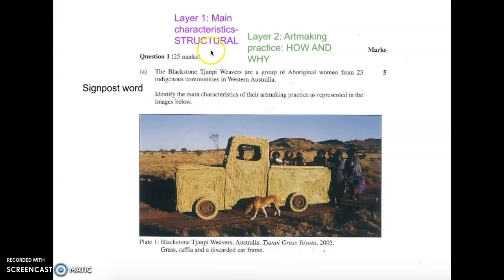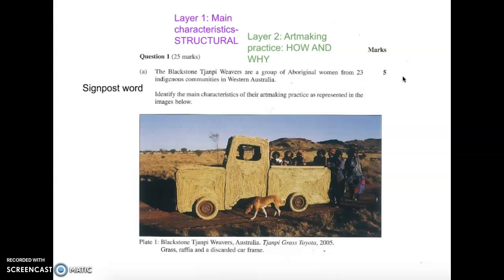The first layer of the question, you will need to answer about the main characteristics of their art-making practice. You will then need to identify the second layer, the how and the why they make art. Now, the main characteristics and the how kind of cross over, so make sure when you're answering this question that you're not being too repetitive. But the point of me explaining this again is just that you're aware of what we're doing. We're breaking up the question into different things.